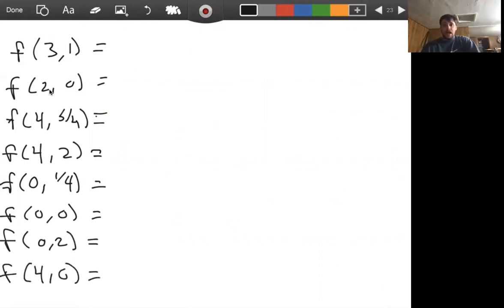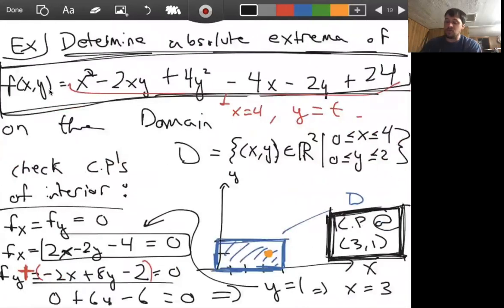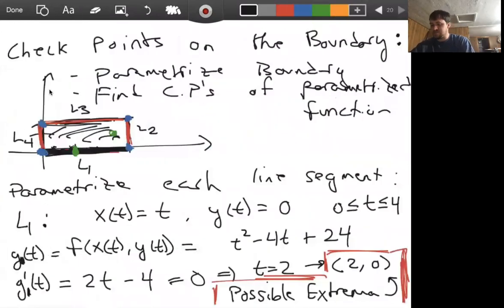And so now what you'll have to do is these are all the possibilities. And so you'll have to come back to the function and you plug in all of these points to the function and you see what the values give. And so for the sake of time, I've plugged these in beforehand and I'll write down what you get for each one you plug in.